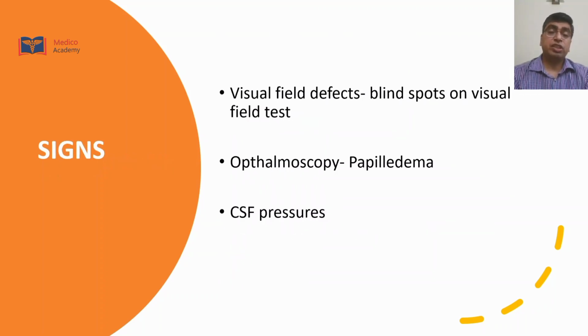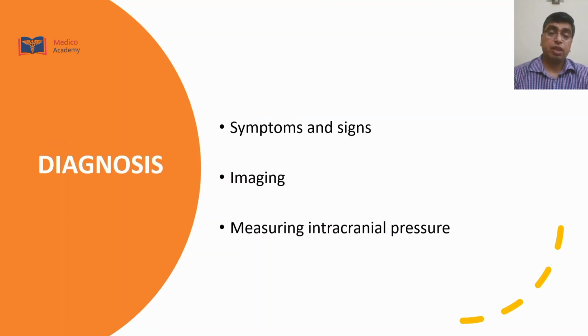The signs of intracranial hypertension are visual field defects, where blind spots are there on the visual field test. On fundoscopy we find there is a papilledema. And thirdly, when we measure CSF pressures. So in all, we cannot diagnose intracranial hypertension until we have symptoms and signs, we have imaging to prove it, and or we have measured intracranial pressure to say that the patient has intracranial hypertension.